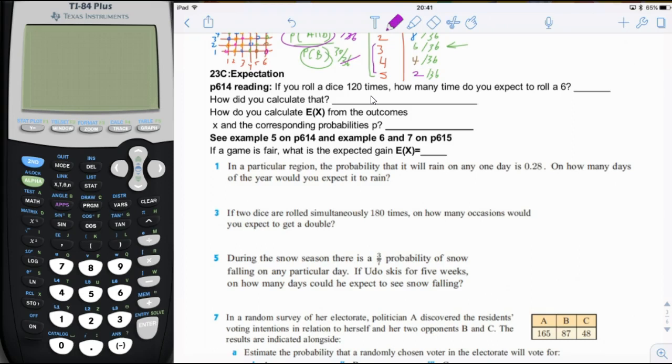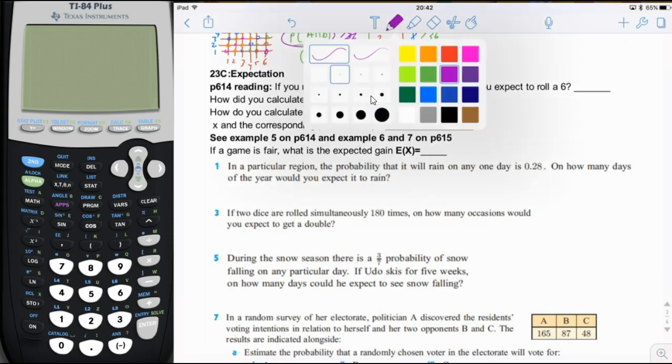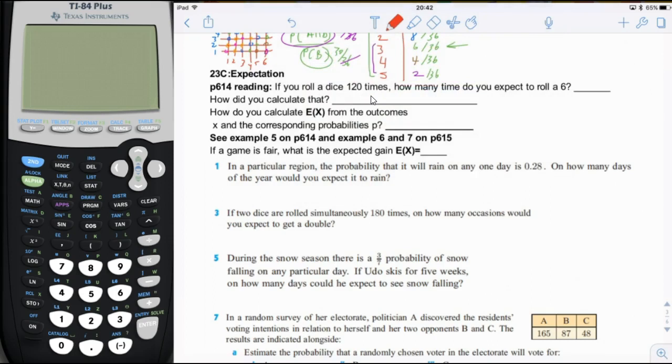Expectation. Expectation has a special mathematical meaning. It kind of means average or mean. So let's look at this. If you roll a dice 120 times, how many times do you expect to roll a 6? You know, from your intuition, you would probably say that you would roll a 6 1/6 of the time, and 1/6 of 120 is 20, so you would say 20. How did you calculate that? Well, we basically took 120 and we multiplied times 1/6 because we thought that the probability of getting a 6 is 1/6.